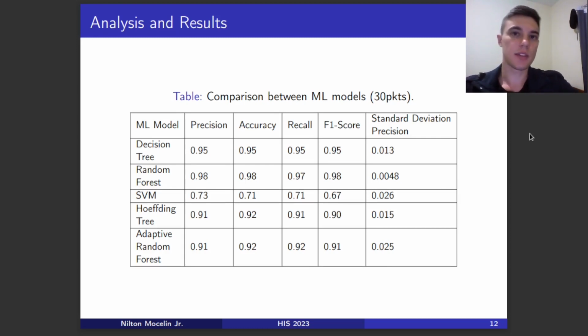In the scenario with samples of 30 packets, we noticed that the random forest and the decision tree still performed the best, whereas the streaming models showed some improvements, implying that the number of packets in the samples is of great importance for those models. The random forest still got the highest precision, 98%, but the Hoeffding adaptive tree and the adaptive random forest both got 91% of precision.